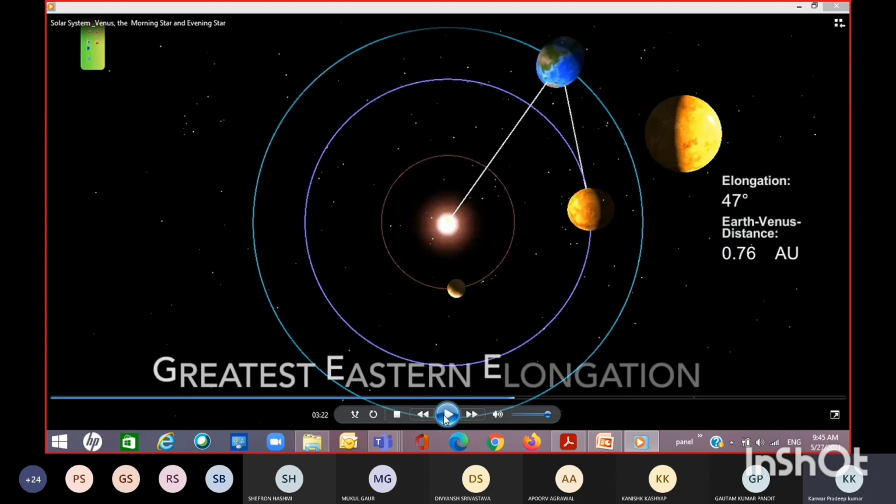Let us see the other side. Maybe the Earth is visible better over there. Sorry, here it's written down below: greatest eastern elongation. I think this is the Asian continent. You can see Japan also over there. I think it is that one. Easterly elongation. Let's move on.